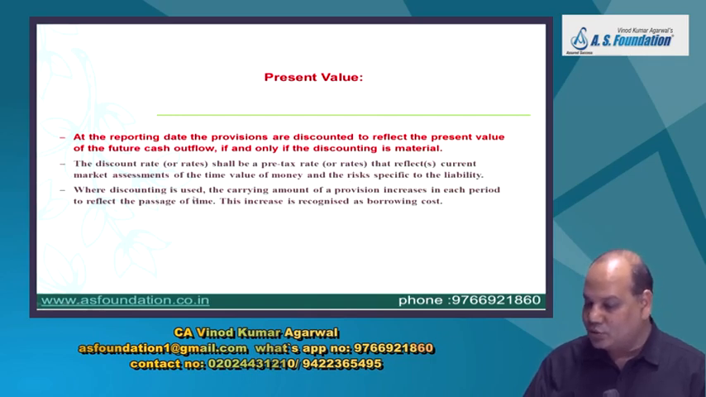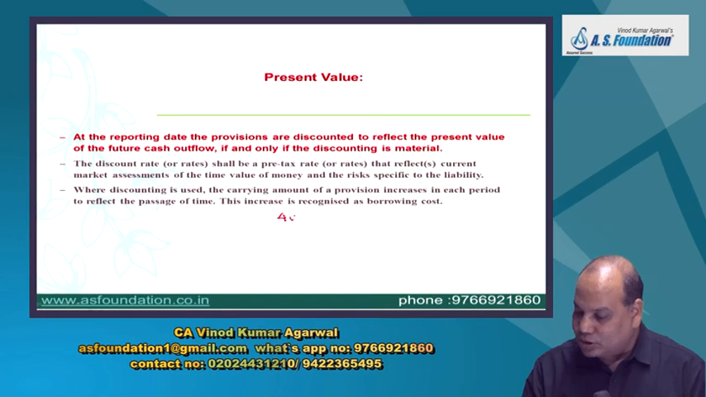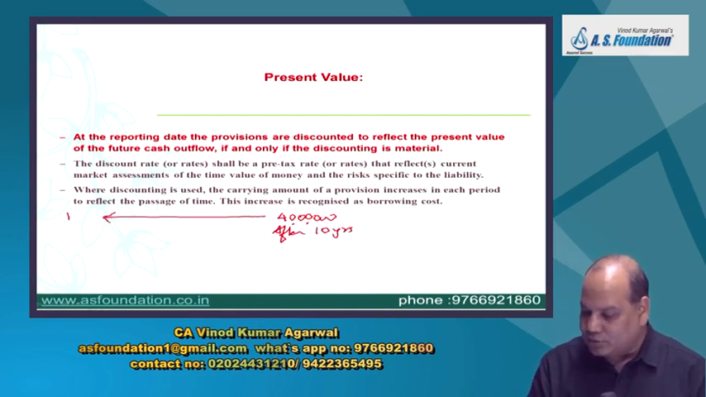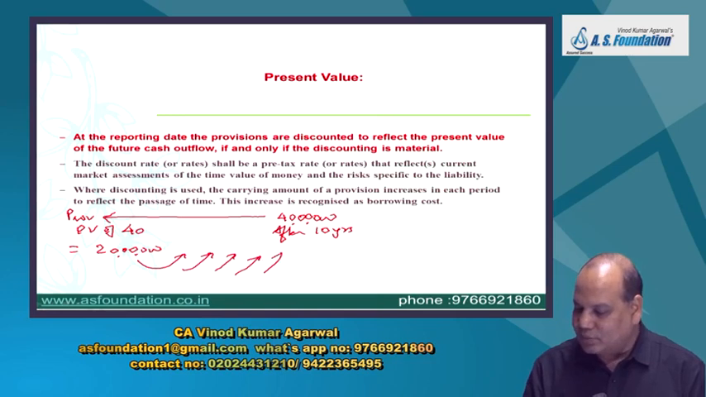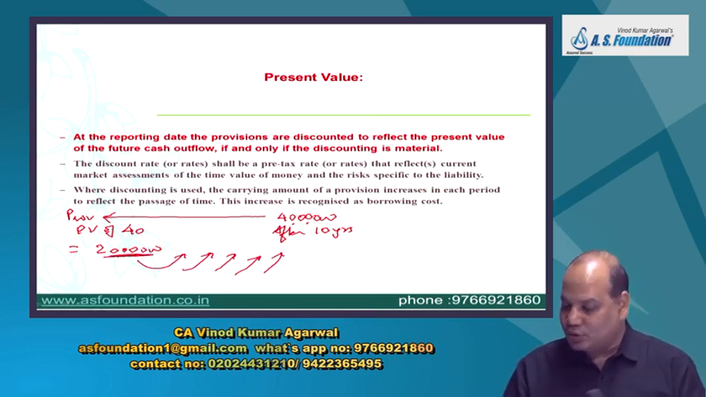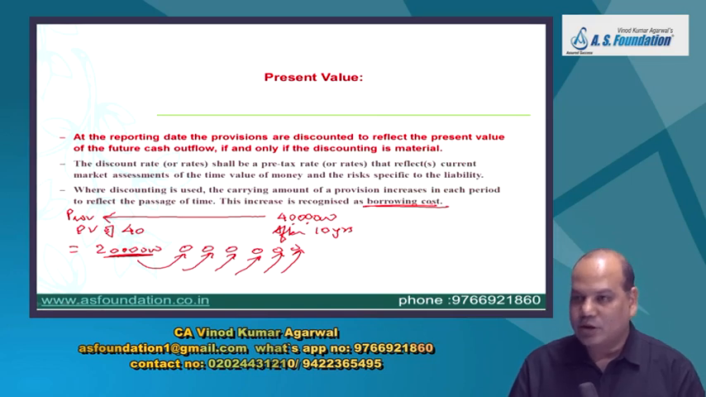Now next is when discounting is used. The carrying amount of provision increases in each period to reflect the passage of time. This we have done in one chapter, IAS 16, provision for decommissioning. You are going to incur 40 lakh rupees after 10 years, for example. So first you will make provision here, which will be the present value of 40 lakh. Let us say that amount comes to 20 lakh only. Every year you are going to increase it by multiplying the opening balance by that discount rate, so that at the end of the 10th year the book value will become 40 lakh, and this amount you will call interest or borrowing cost and recognize it in the profit and loss account.